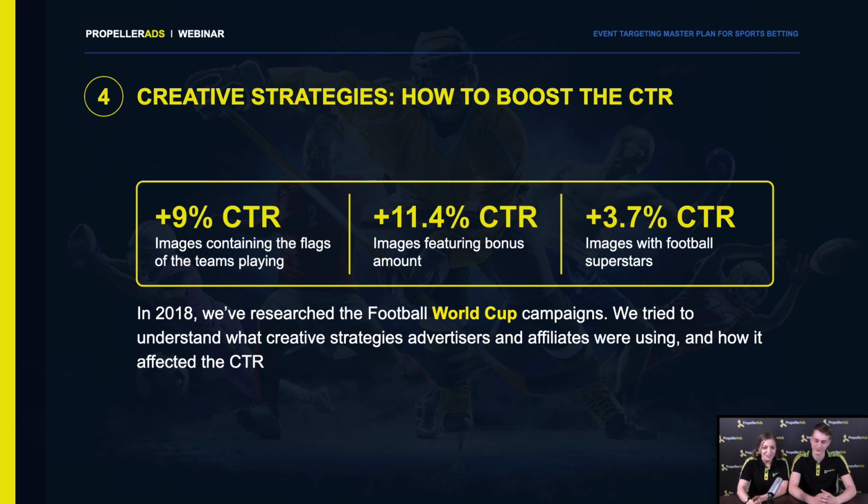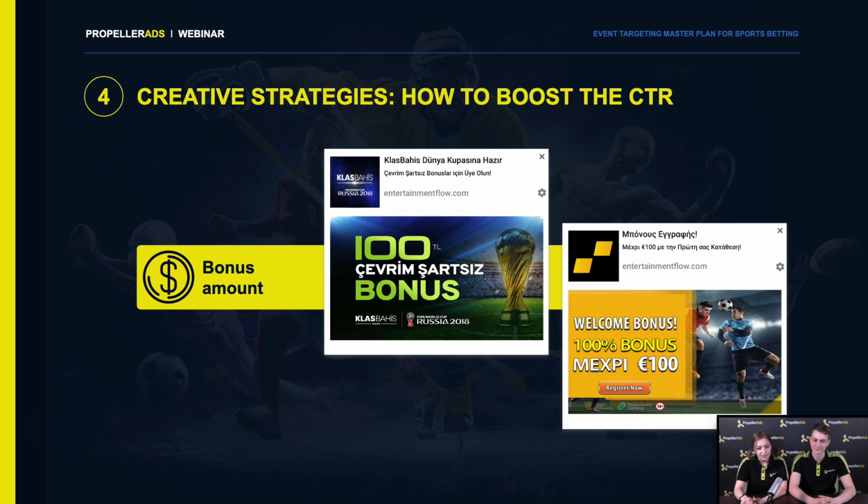Let's go for the creative strategies. Boost the CTR by mentioning the quantity of bonus you're ready to give. Even if you don't speak Turkish or Greek, you can understand that the topic of the advertisement is sports, and you are being offered 100 Turkish liras or euros, it doesn't matter. So you see that the creative is quite obvious, and that's why it is so simple and attractive. Those are real examples from our feed that made a lot of conversions, so pay attention to that.